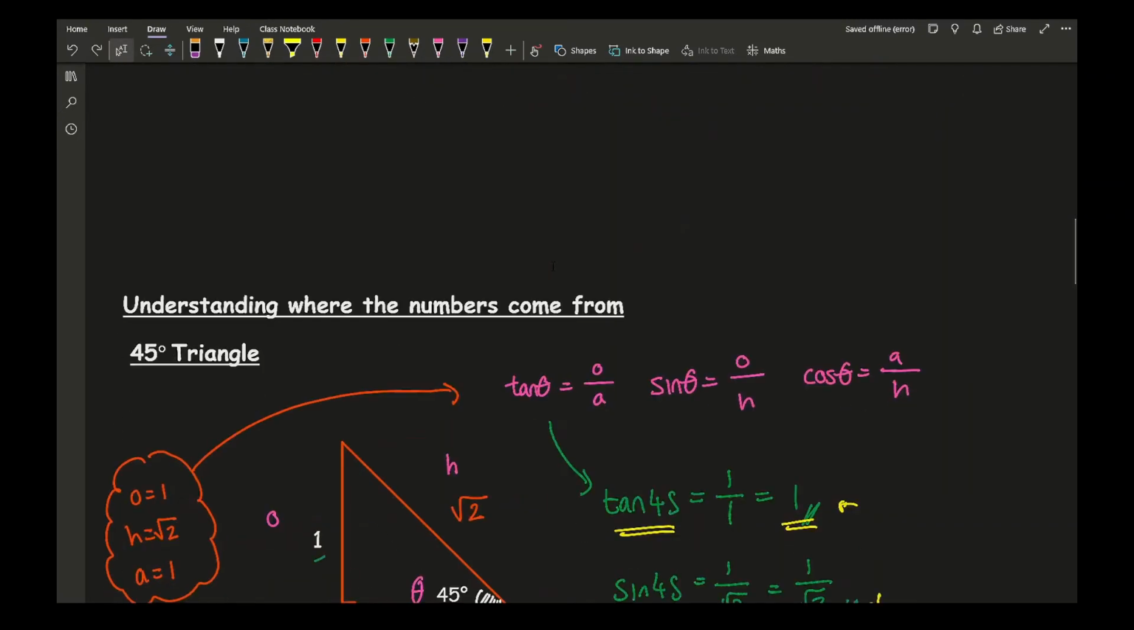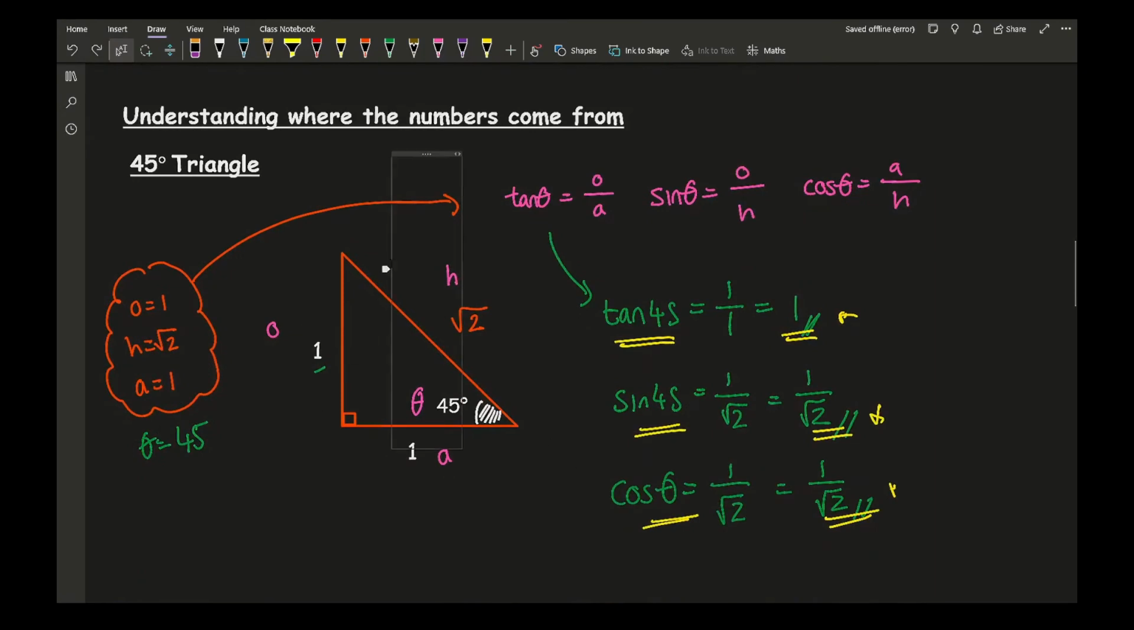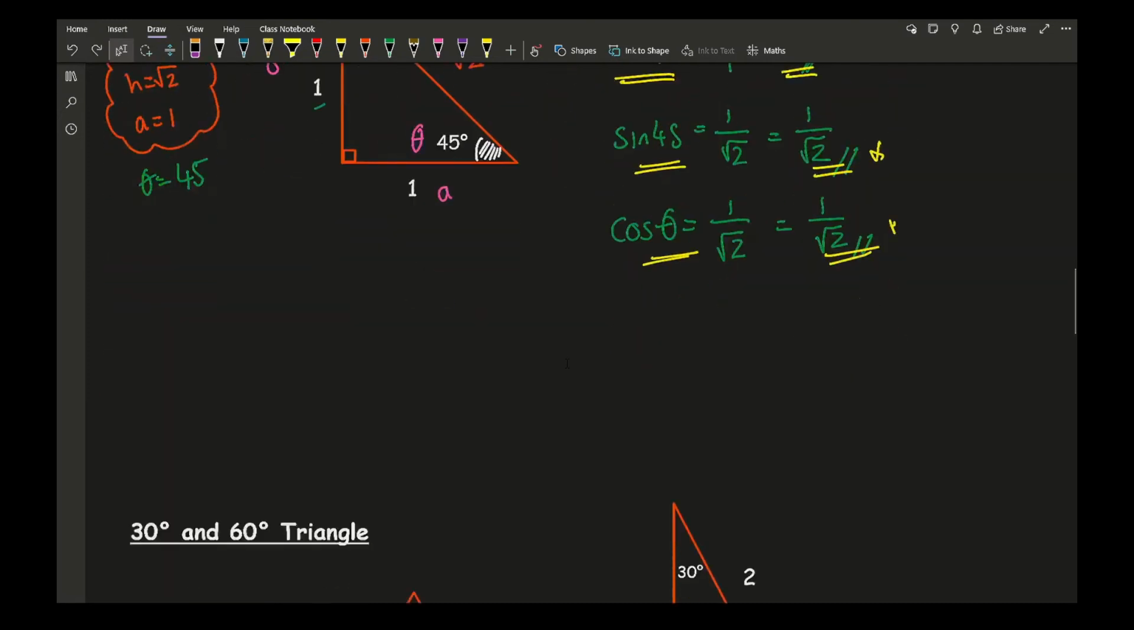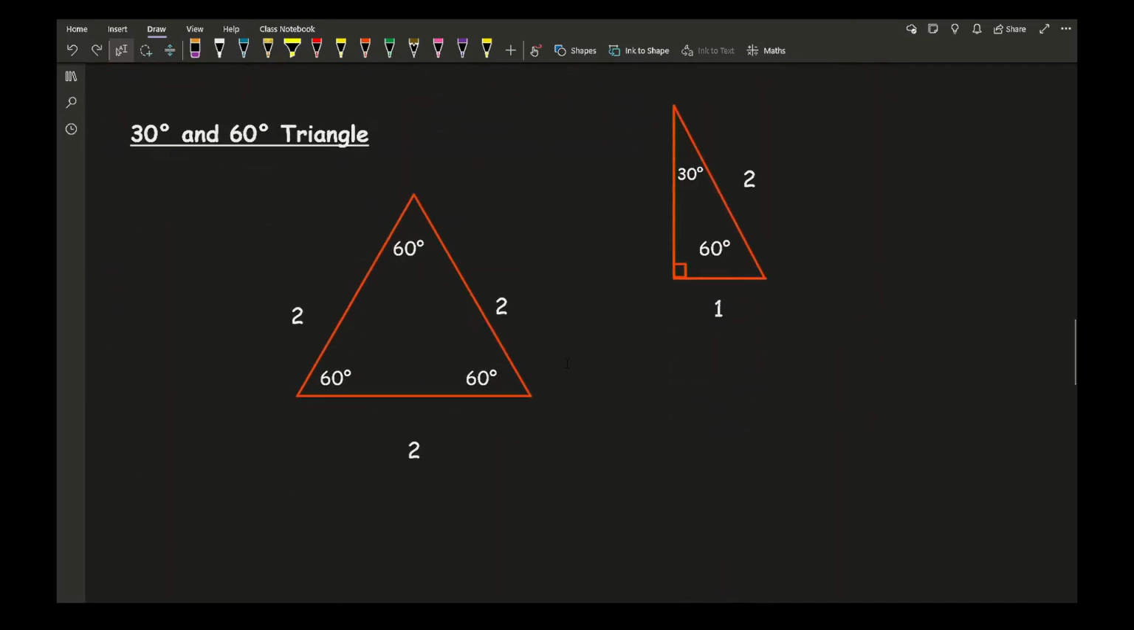So as long as you remember that I've got an isosceles triangle with the base and the height of 1, and the hypotenuse is root 2, I can then work out what those values are without having to remember the trig ratios. However, you want to be able to do this relatively quickly. So now let's have a look at how the 30 and 60 ratios are generated.